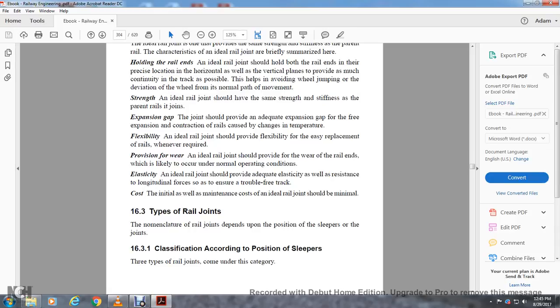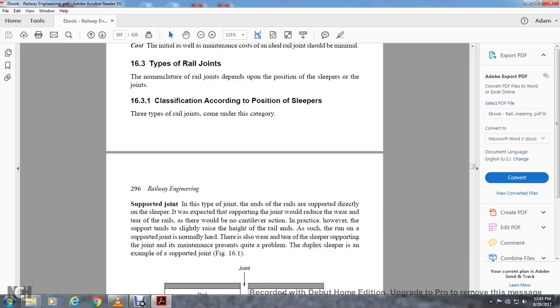16.3 Types of rail joints. Nomenclature for the rail joints depends on the position of the sleeper at the joints. 16.3.1 Classification according to the position of the sleeper. Three types of rail joints come under this category.